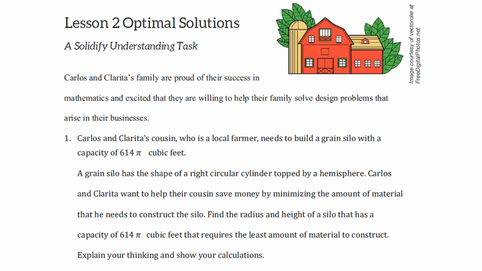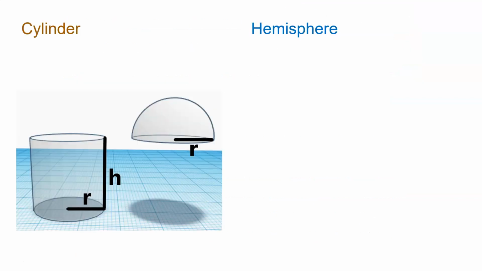This problem involves a composite figure, which is a figure made up of more than one geometric shape. The silo in this problem is made up of a hemisphere and a cylinder. The silo has to have a volume of 614 pi cubic feet, and students are asked to find the height and radius of the silo that minimizes the surface area. Let's start by looking at the formulas for volume and surface area of cylinders and hemispheres.